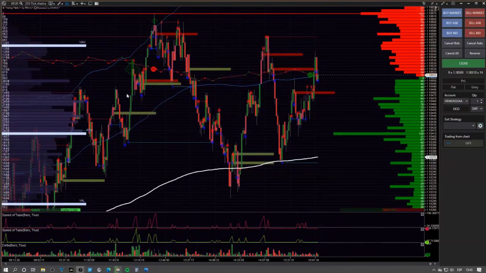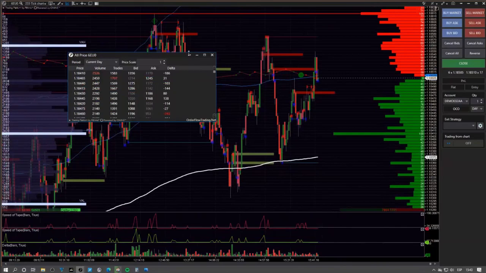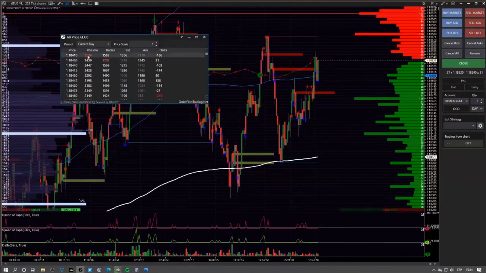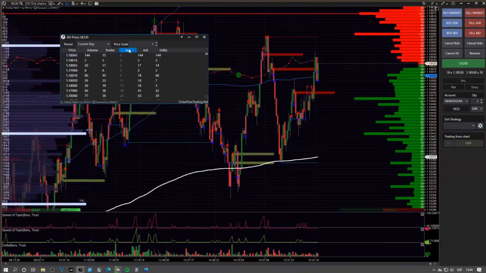Here's the order price, and what this indicates to me is a resume of what's been going on during the day. What's the most traded price, the highest negative delta, the highest positive delta, stuff like that I can see, the highest bid, the highest ask.